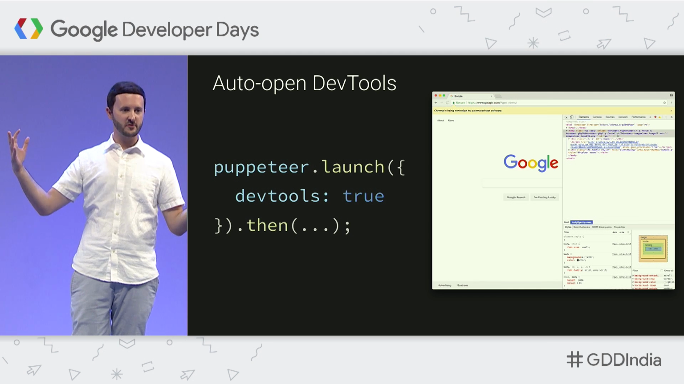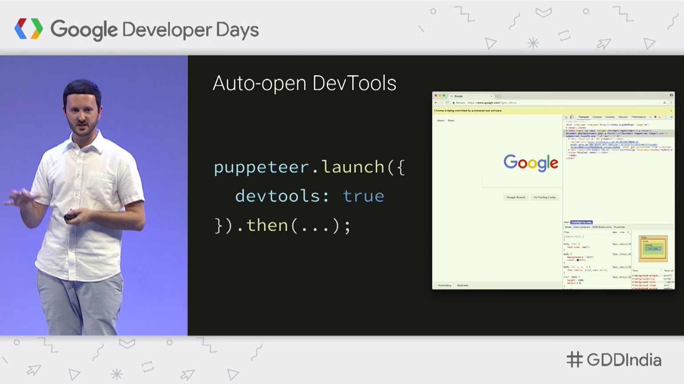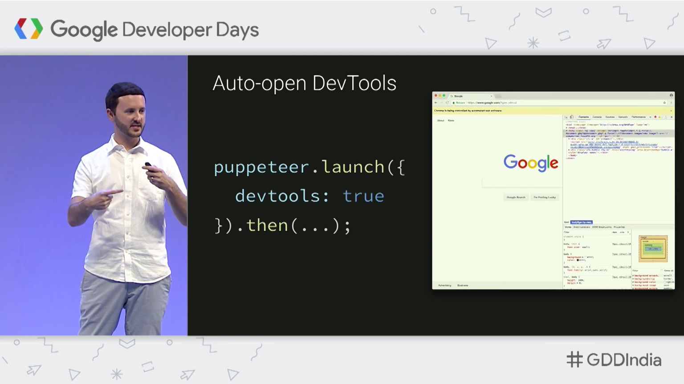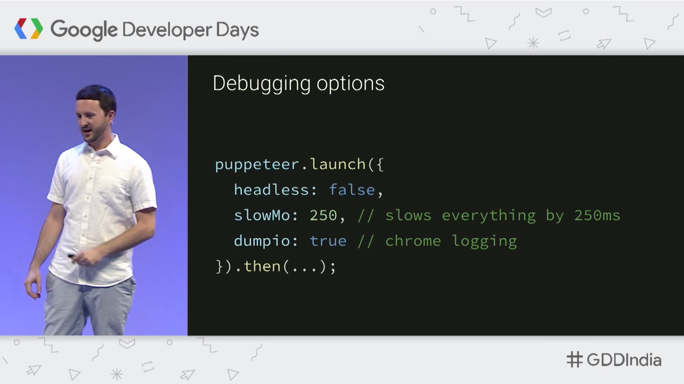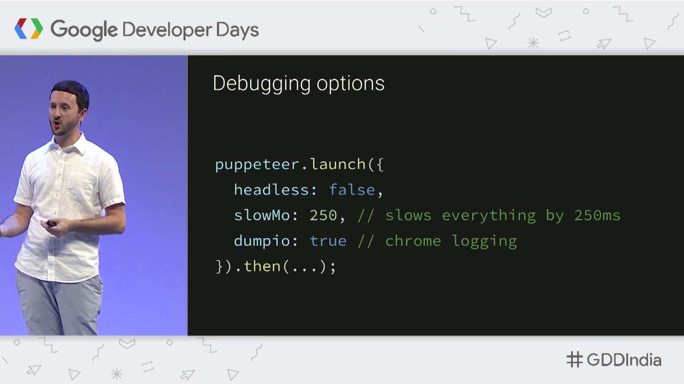That will launch a headful version of Chrome, but also just open the DevTools at the same time. Kind of useful. You can see DevTools poke around as Puppeteer is automating your page. All right, debugging options. Another couple of interesting things you can do is you can set slow-mo.